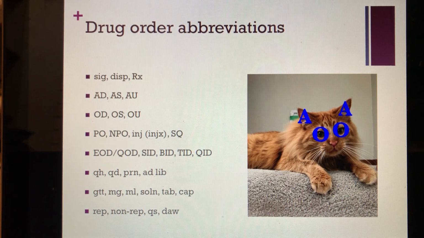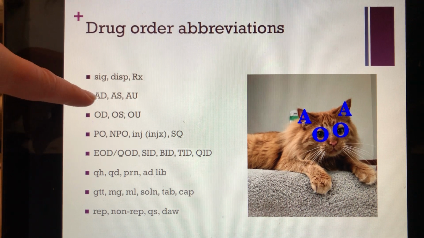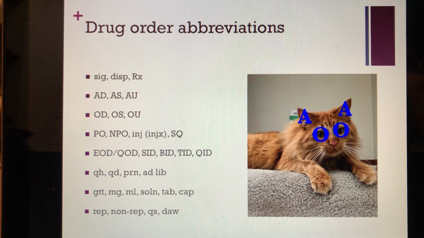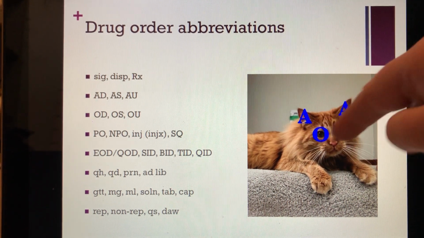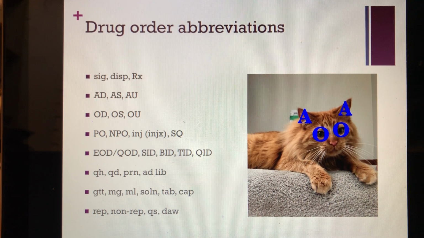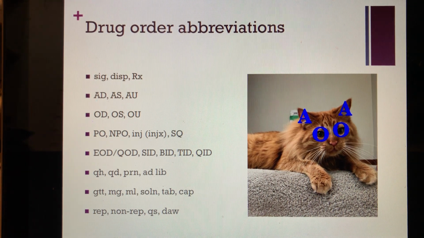Our next set of abbreviations here, AD, AS, and AU. And then the next one, OD, OS, and OU. In all of these, the A means ears, and for OD, OS, and OU, the O means eyes. I have a picture of my cat Charlie here for you, because the way I remember A is ear and O is eyes is if you think of a cat, their ears are A's and their eyes are O's, right? That's how I keep that straight.